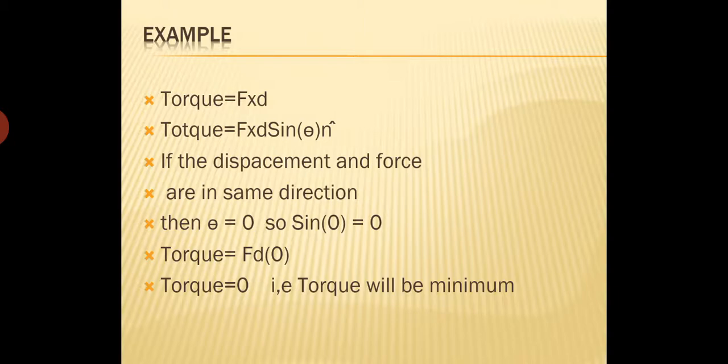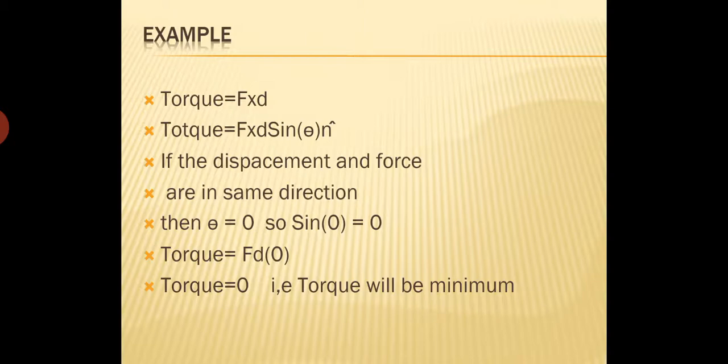Now let us see this example. This is the practical example of a cross product, that is torque is equal to F cross D, force and displacement, these two are vector quantity. When we multiply these two vector quantity, the answer is a vector quantity, that is torque. So this is the cross product, and torque is equal to F D sin theta. Sin theta here is used for the cross product, and n unit vector is used for the direction.